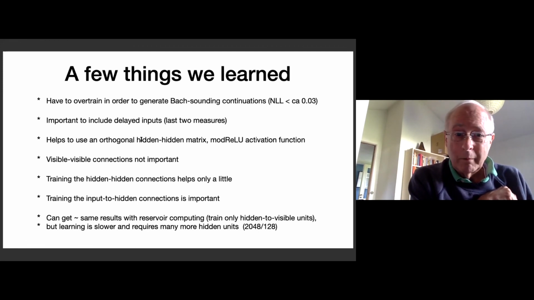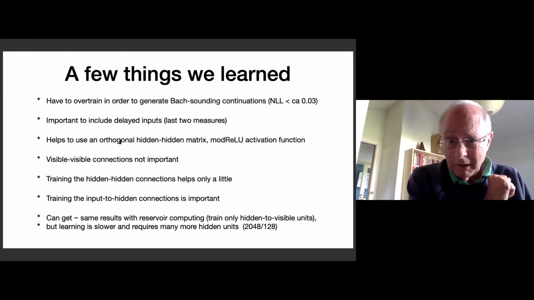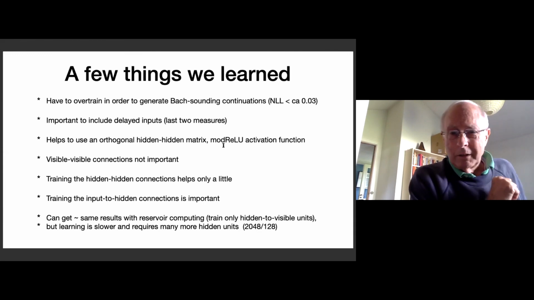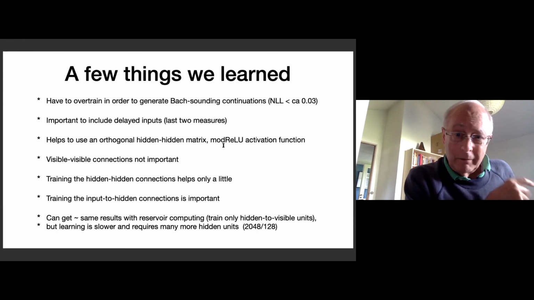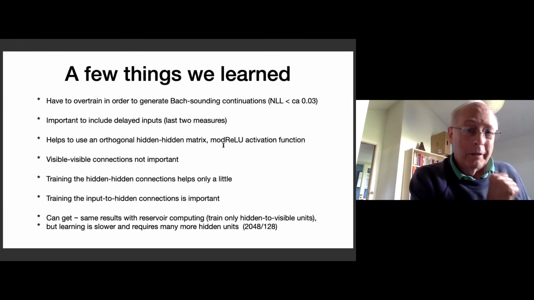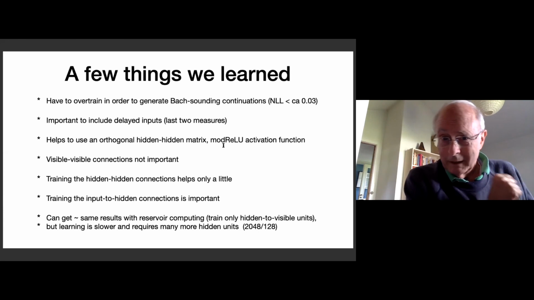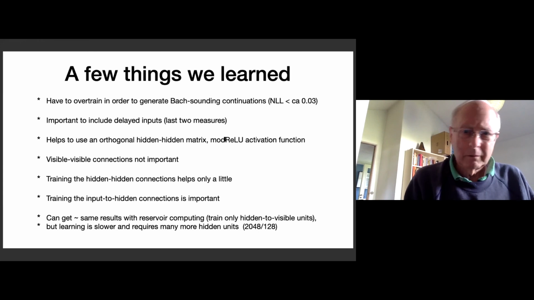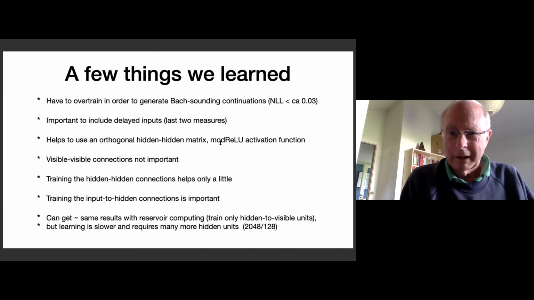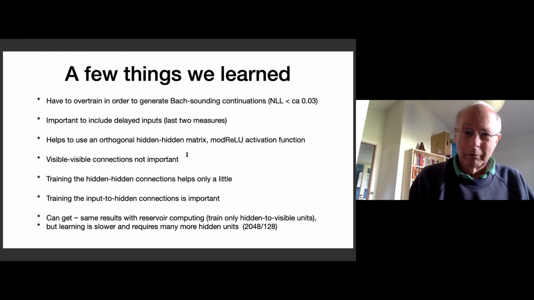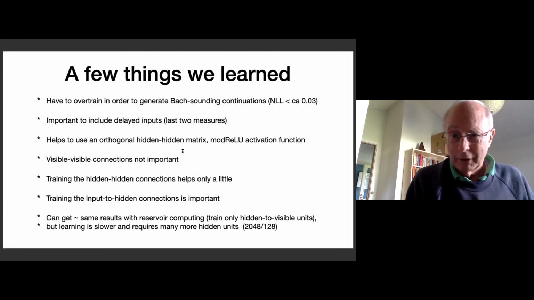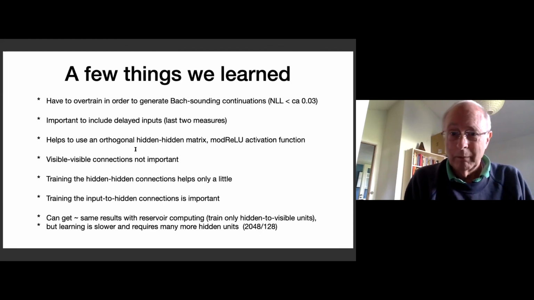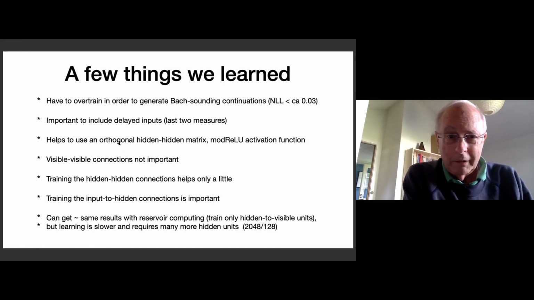Another thing that helped a lot was having the matrix, coupling the hidden units, be an orthogonal matrix. And going with that, instead of using a hyperbolic tangent activation function, we used this thing we learned from Joshua, the modified rectified linear unit. So it's one which makes a sort of more symmetric version of our ordinary rectified linear unit.